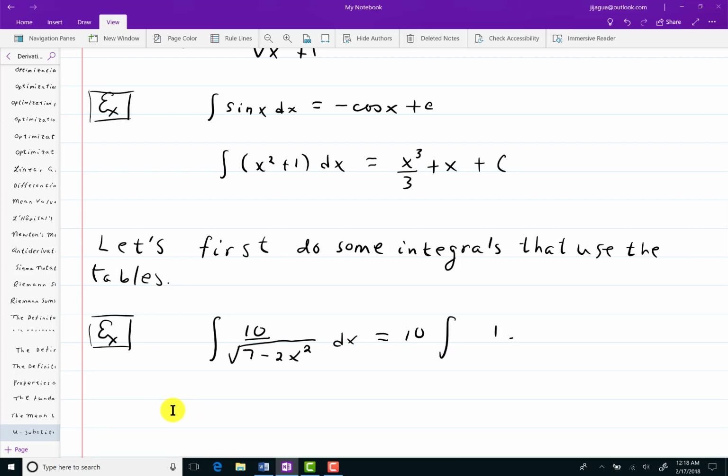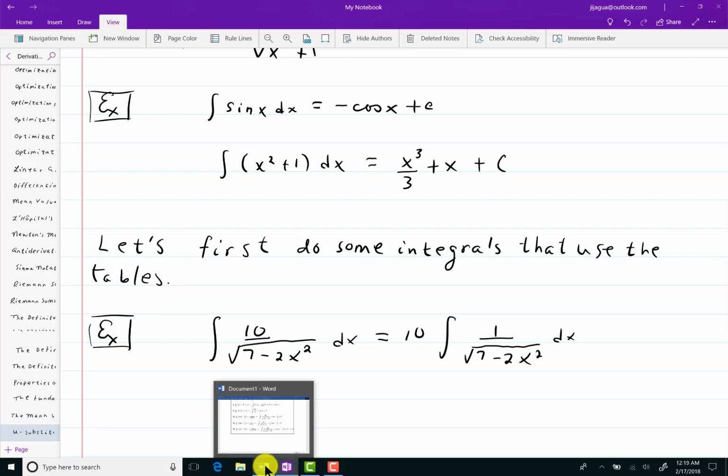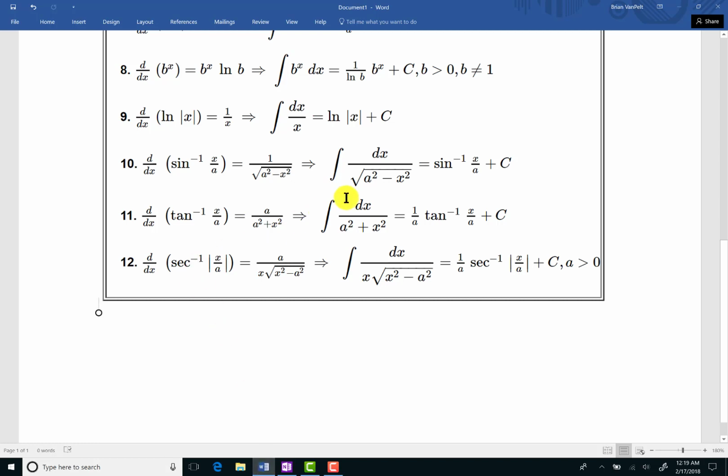So 1 over the square root of 7 minus 2x squared dx. Now I'm going to examine the tables for anything that looks remotely similar to this. So let's take a look. I'm looking for 1 over the square root of something minus something squared. So, well, this is beautiful. I found it in a second. Right here it is. This says if I can get it in the form a squared minus x squared, then I can just write the answer.